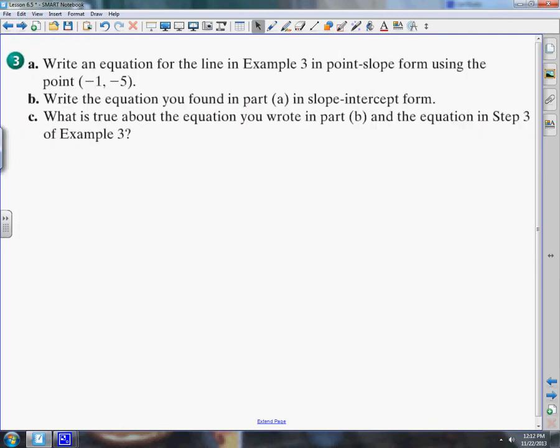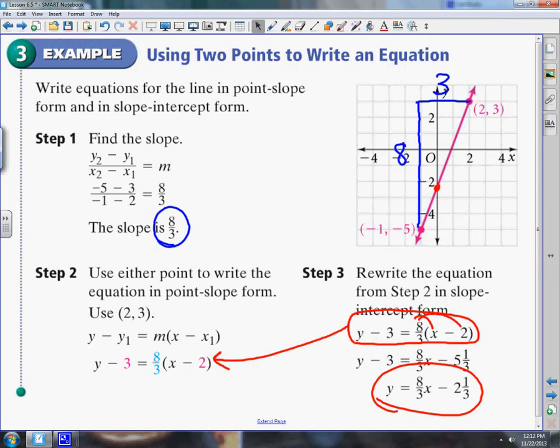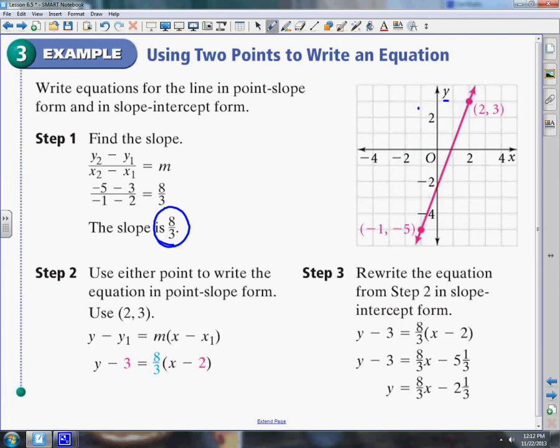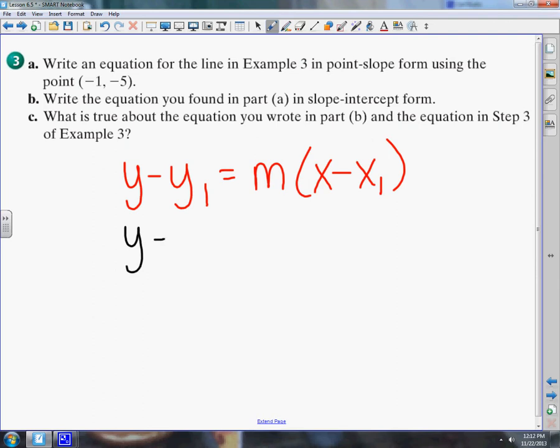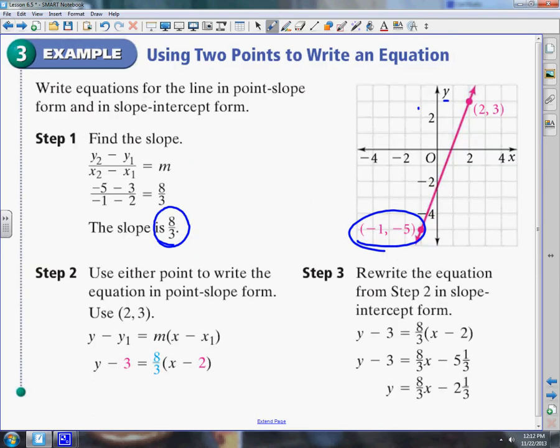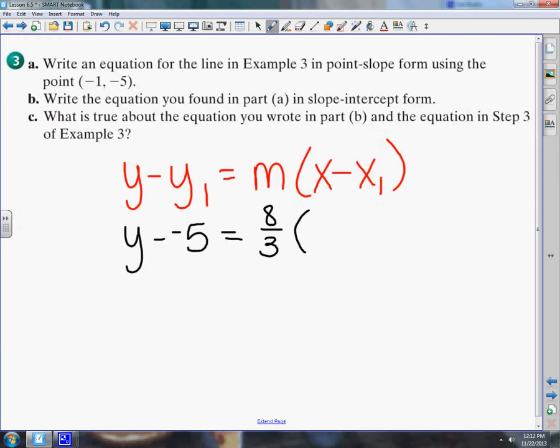So try this. Write an equation for the line in example 3 in point-slope form using the point (-1, -5). So you're going to use the other point. On here, write the equation using this other point right here. Okay, so (-1, -5). So you would have y minus y1 equals m times x minus x1. So I'm going to have y minus -5 equals, what was the slope? 8/3 times x minus -1. So that's y plus 5 equals 8/3 times x plus 1.